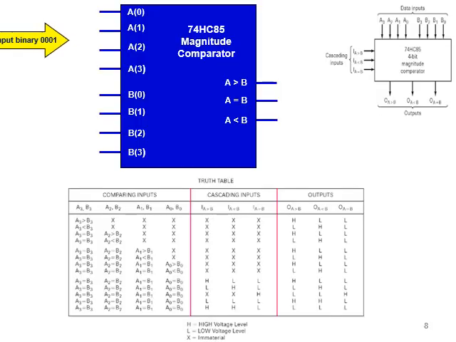If we go to the market, we will find there are ready-made chips used as comparators. One of them is well known, which is the 74HC85, as you can see here in blue.